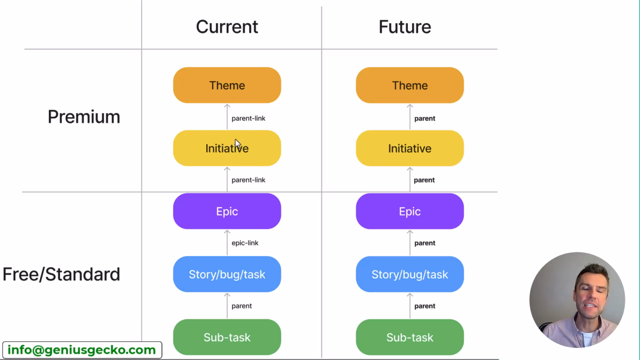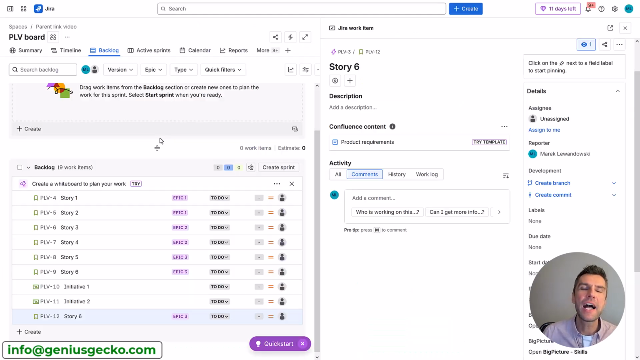Now with the latest changes, all these links are standardized and a single field, parent, is used to determine the parent-child relation, all the way from the subtasks through the stories, epics, initiatives and themes, or all the levels that you configure above the epic level. So how will this affect how you use Jira?